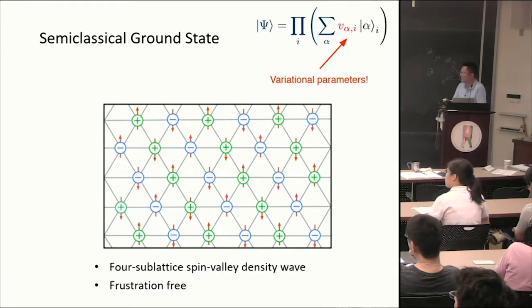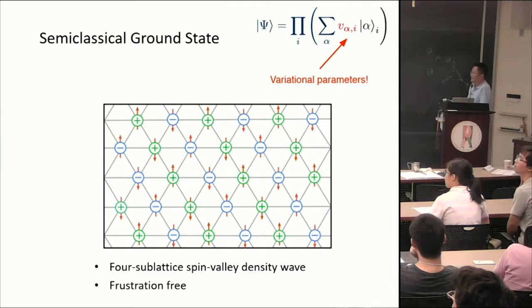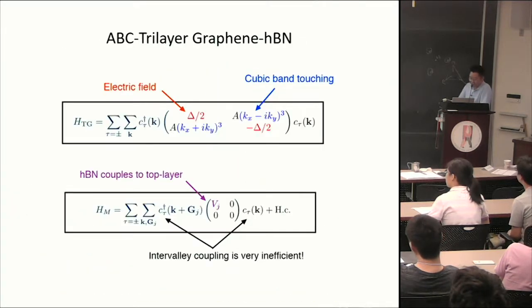Another question, which is, yesterday Fang Wang was talking about valley ferromagnets, in a moiré material. How does that fit with this? Excellent question.